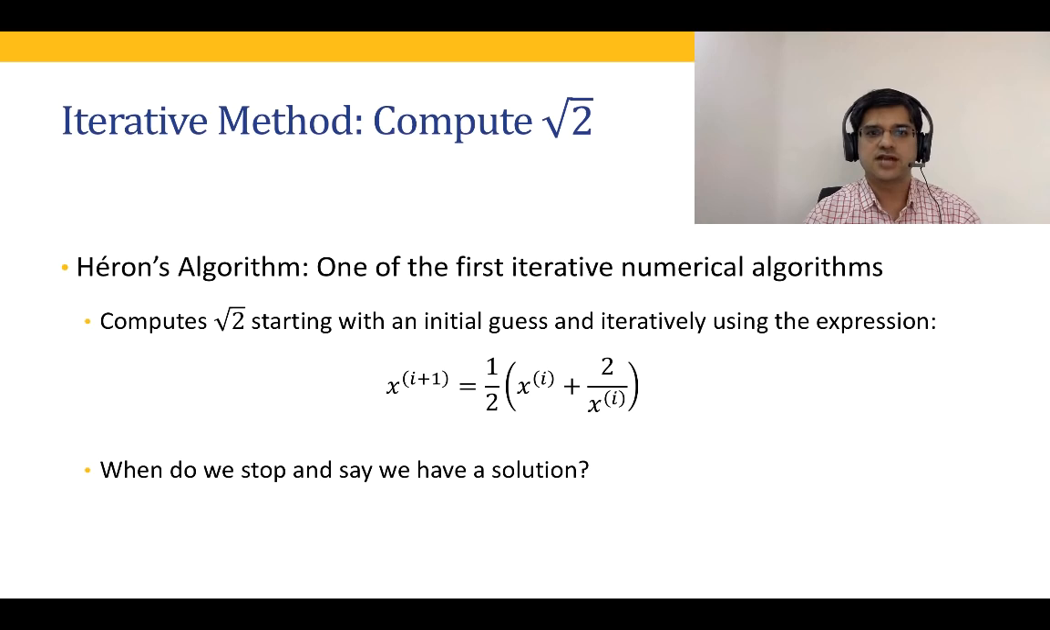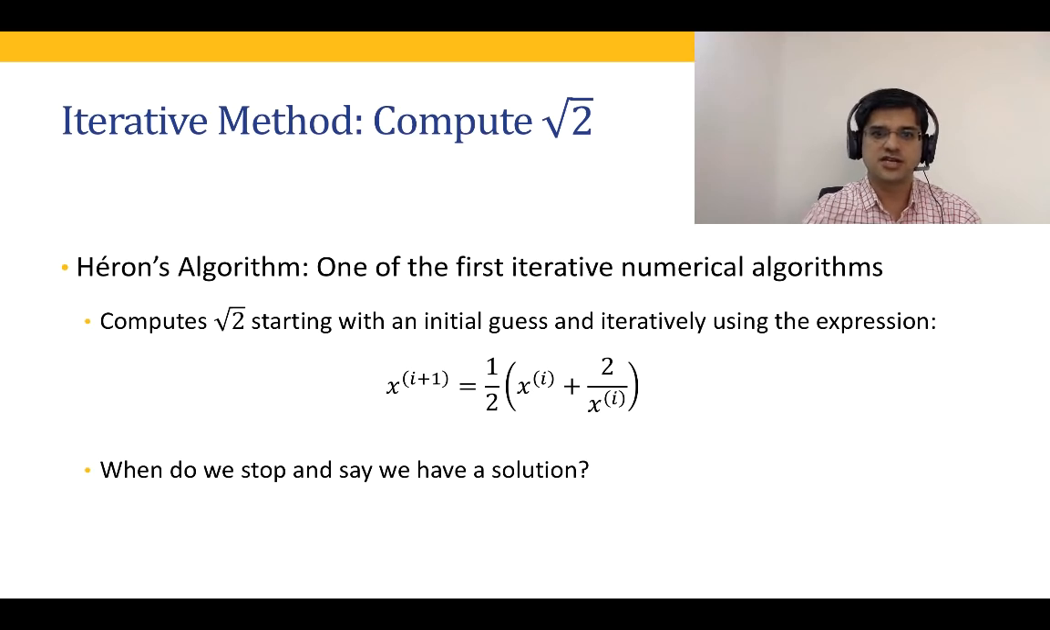Heron's algorithm is arguably one of the first iterative numerical algorithms that was known to man. This was discovered around the 17th century BC in Alexandria. It computes the square root of 2 using an initial guess. Let's say the initial guess was 0.5.